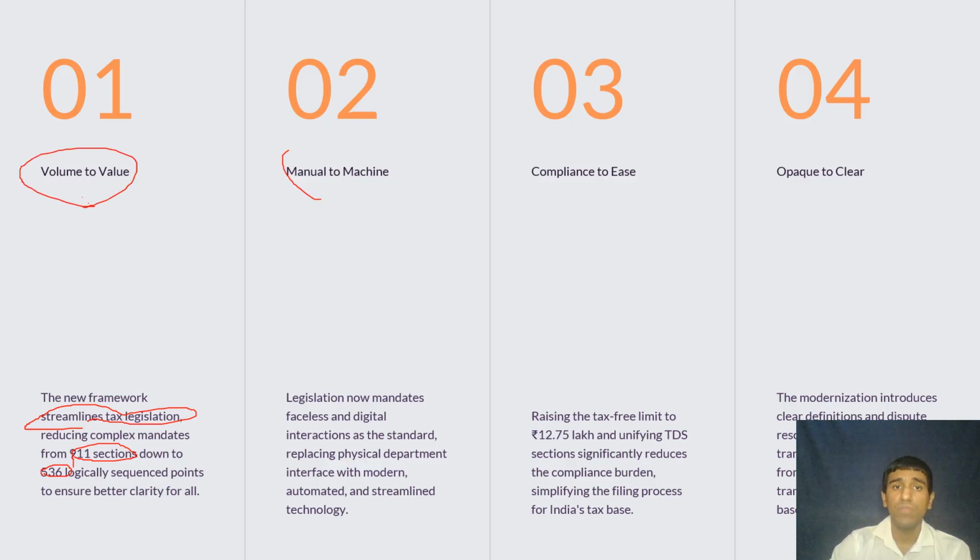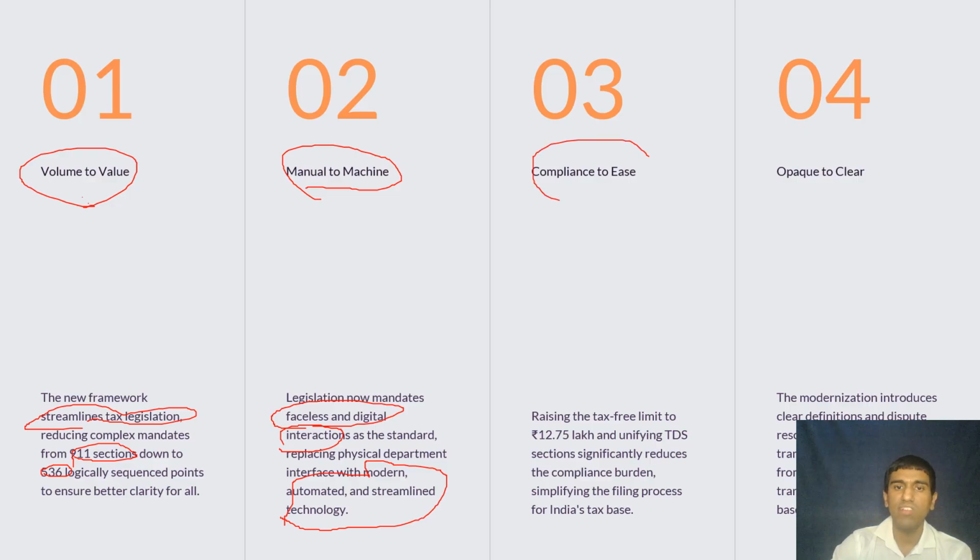Then next is manual to machine. Earlier under the old act, even though some technology based assessments had been introduced, the assessment was still essentially human driven. But now the legislation has mandated digital and faceless interactions as the standard. That way you wouldn't have to necessarily visit the department. Instead you can use your own computer or whatever electronic gadget you have to interact with the income tax website and file your returns or have assessments decided and so on.